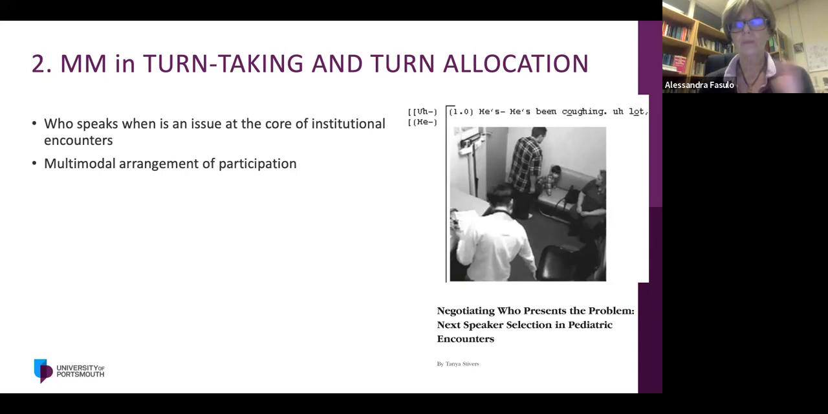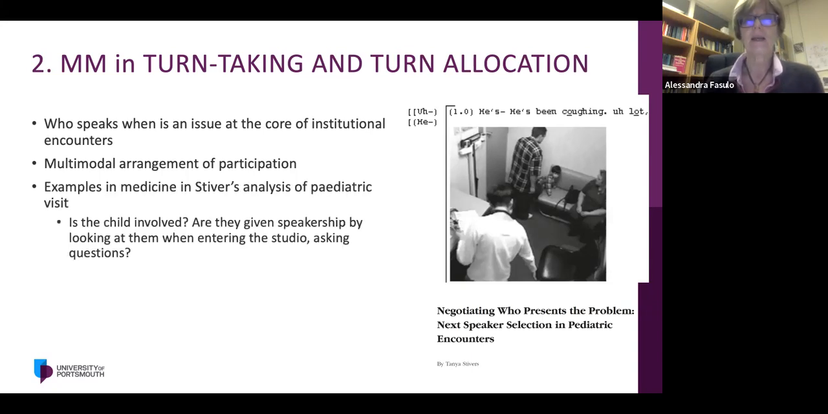So how is participation arranged multimodally? Is the child involved, and how? How are they given speakership? Are they looking at them? Who's looking? And how is gaze involved, and the position of each participant's body, their body postures and so on. And this is consequential, as she shows.